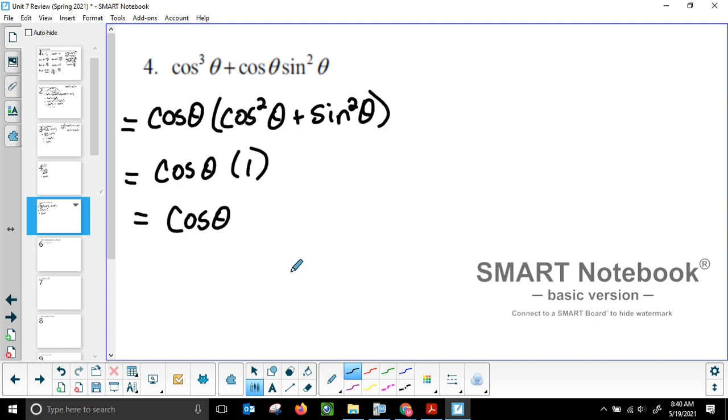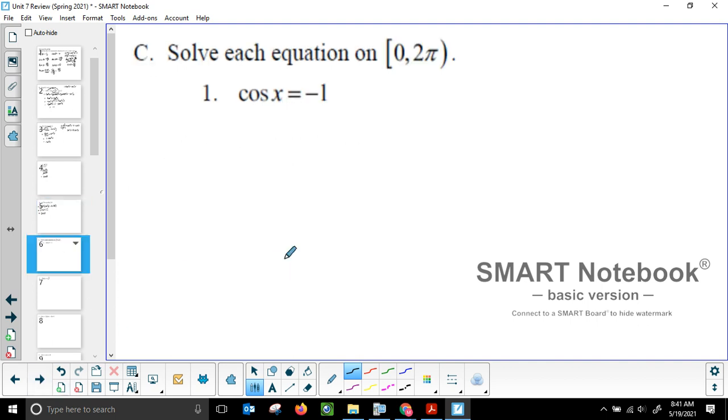Any questions or concerns on that section? All right. C, solve each equation on the interval 0 to 2 pi. So we're including 0, not including 2 pi, so we definitely need to be mindful of that. Here, this is a pretty straightforward one. We don't really have to do any work.